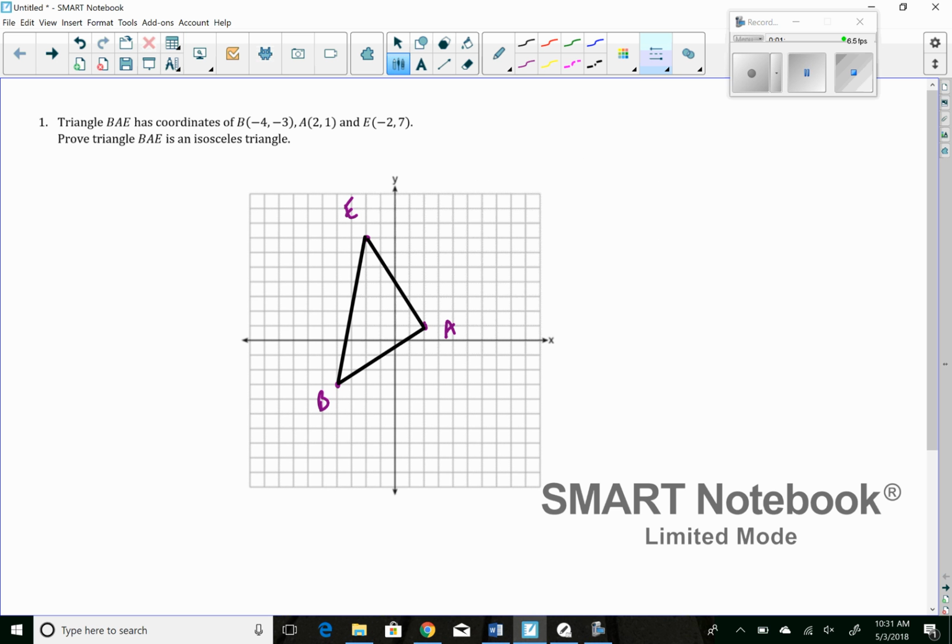a plan. So if I want to prove this is isosceles, my plan is going to be show two of these sides are congruent. Now, it looks like AB and AE are congruent to each other. So we'll say we're going to show AB and AE are congruent by the distance formula.